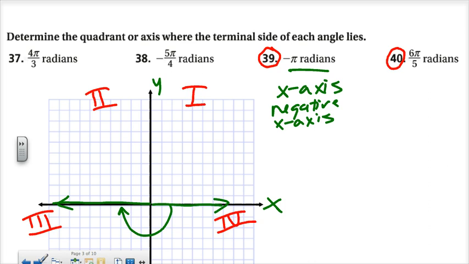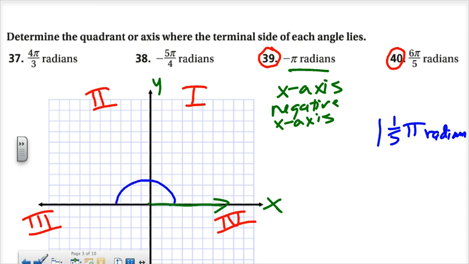Then number 40 has 6 pi over 5 radians. Now you certainly could convert that to degrees if that bothers you, but when I'm looking at this, I'm thinking, okay, so really 6/5, that would be 1 1/5 pi radians. And we know that 1 pi radians takes us to the opposite side here. That's what we just saw in the last example, that it takes us to that negative x-axis. So if we have 1 1/5 pi, we're going to go counterclockwise 1 pi, but then we need to go 1/5 more, and that will land us in the third quadrant.